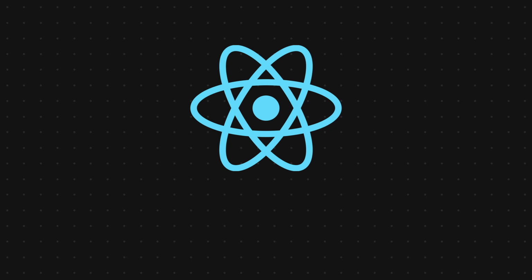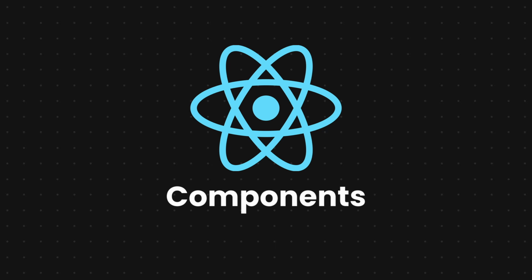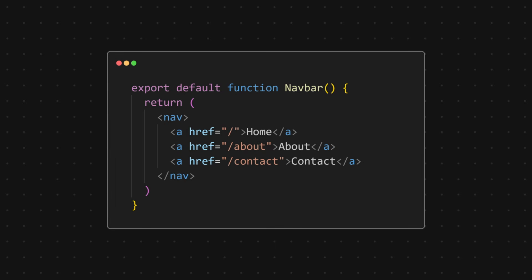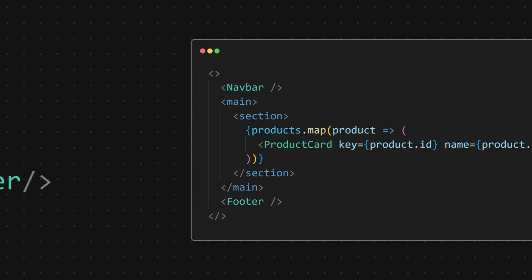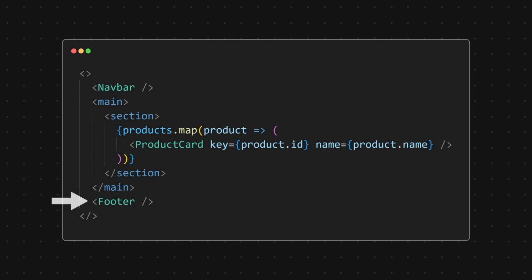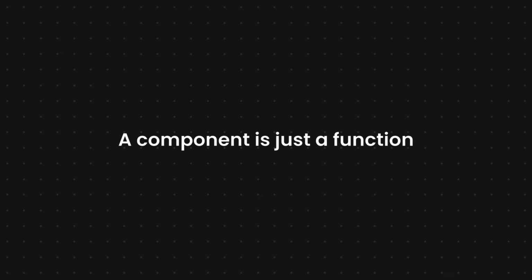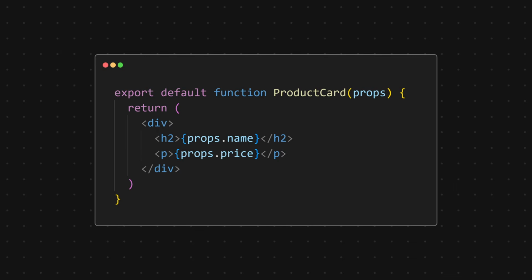Now the main idea in React is that it works with components. A component is a reusable building block. You can think of it like your own custom UI element. For example, you could have a navbar component, a product card component, a footer component, and then you can reuse these components wherever you need them. That is one of the biggest reasons React exists. And the cool thing about components is that in the code, a component is just a function that returns the UI you want to render.